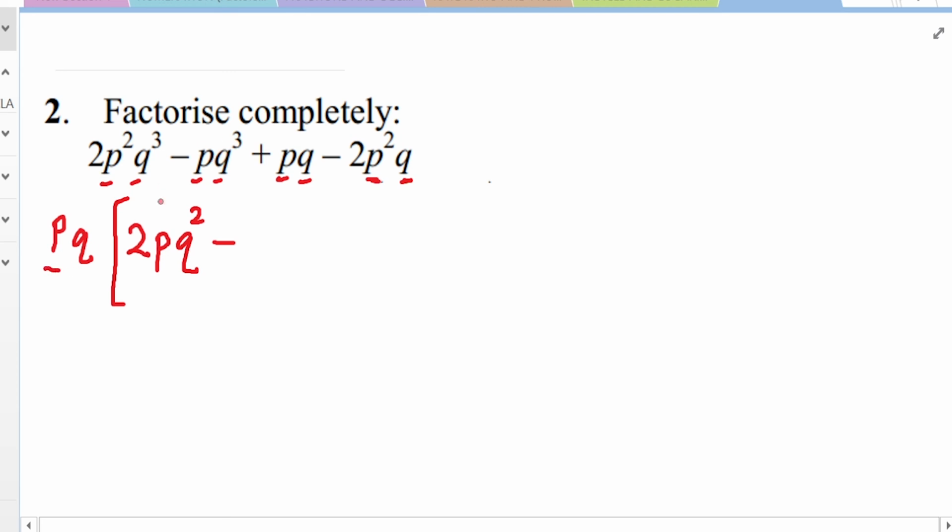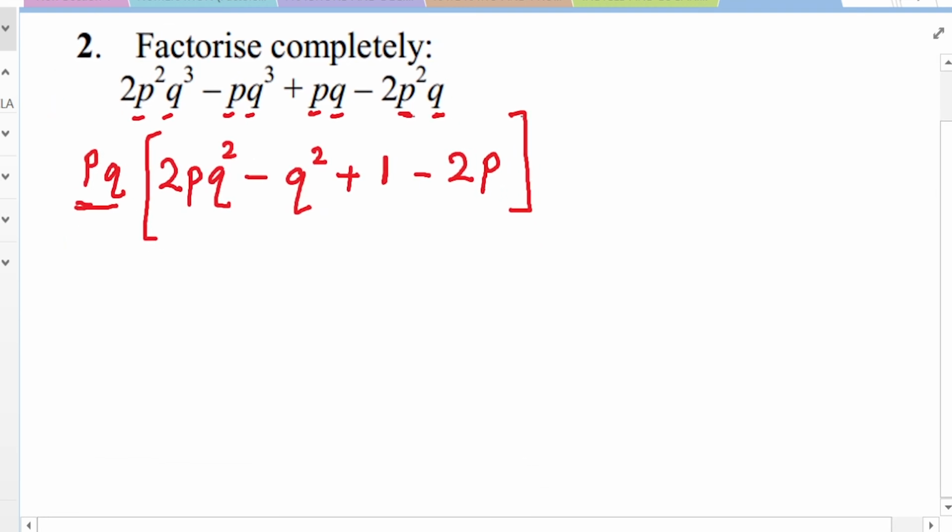Then minus the next expression, PQ cubed, divided by PQ, we remain with minus Q squared. Then PQ divided by PQ is plus 1. Then we have negative P squared Q, divided by PQ, that means we remain with minus P, like that. Okay, so from there, we now work on simplifying the things in the brackets to make them simpler.